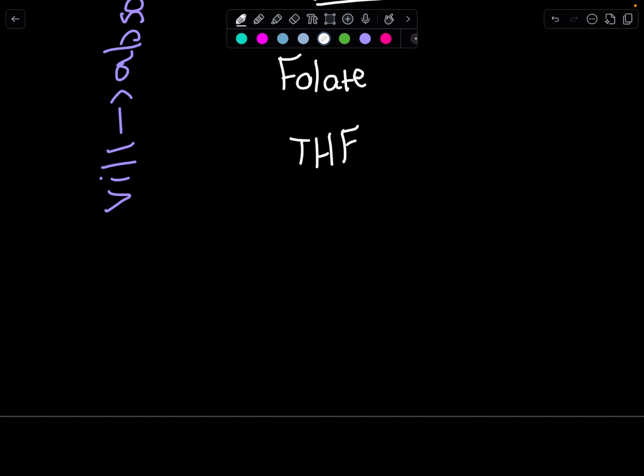How do they affect homocysteine, and what's the significance of that?